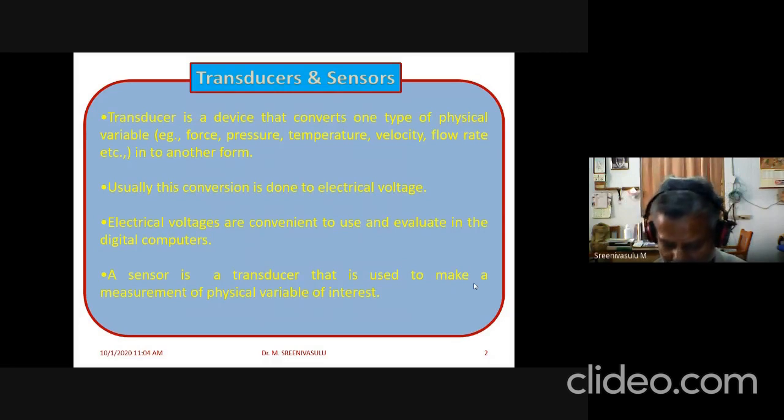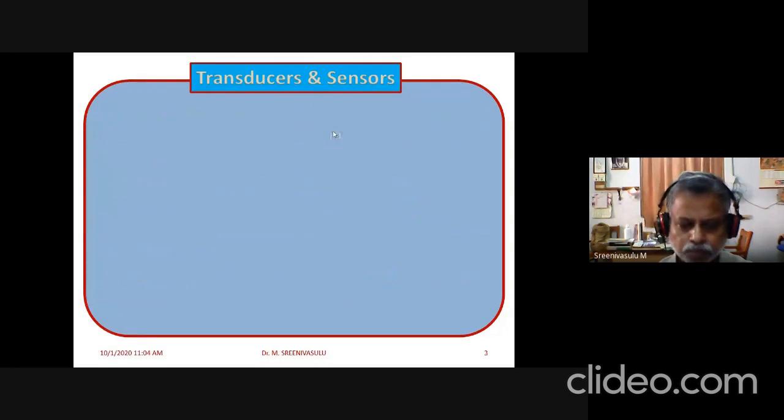A transducer is actually a device which is trying to convert one type of physical variable to another form, and the preferable conversion it is trying to do is into electrical voltages. The advantage of getting the output as electrical voltages is that it is easy to measure as well as evaluate, and it can even be interfaced to computers for recording purposes.